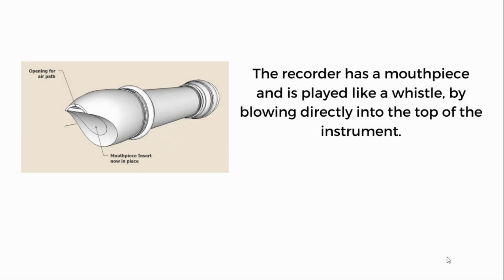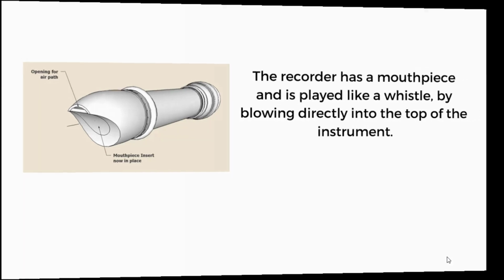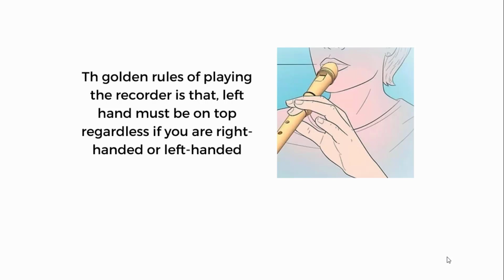The recorder has a mouthpiece, that is the channel in which the air passes through, and is played like a whistle by blowing directly into the top of the instrument. The golden rule of playing the recorder is that the left hand must be on top, regardless of whether you are right-handed or left-handed.